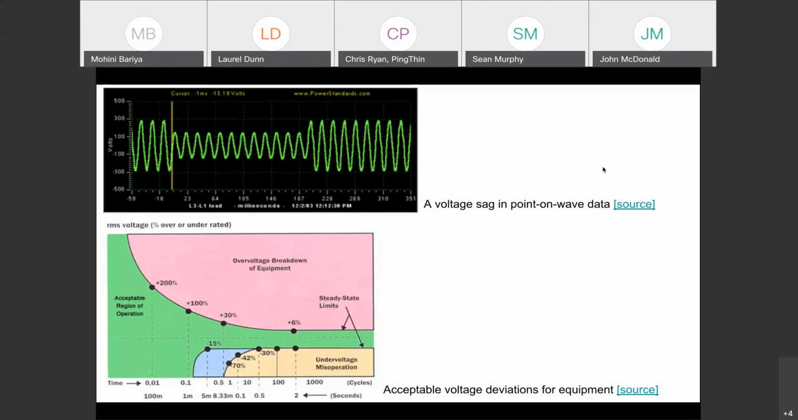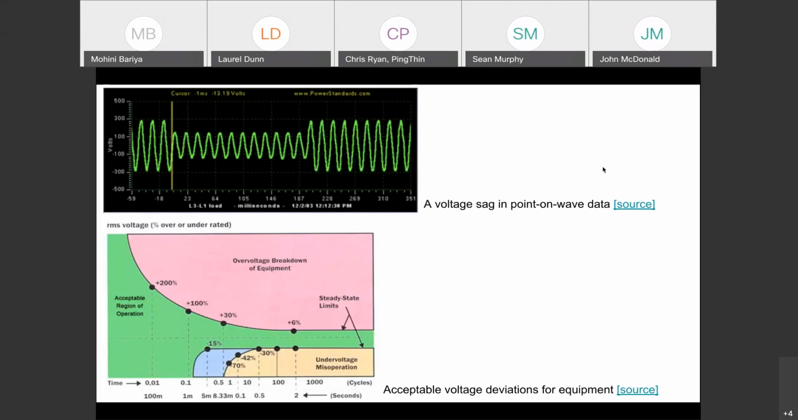And the bottom picture relates to the why. Why is this an important thing to monitor? And what it shows is the tolerance of a piece of equipment to deviations in the system voltage. And the green region represents tolerable deviations. And what we see is that it constricts over the x-axis, so it constricts with duration of a deviation.